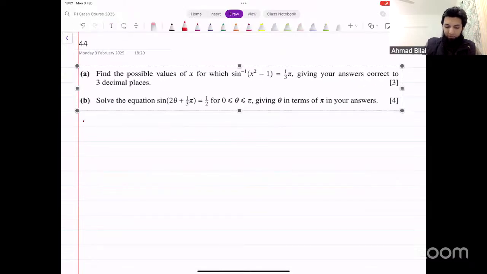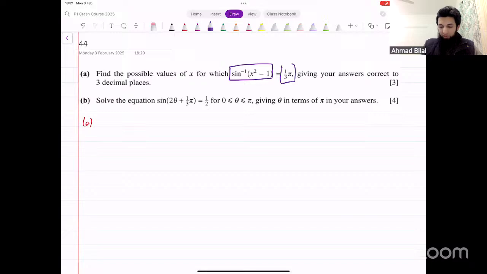Okay, I'll give you a hint about the first part. It says find the possible values of x for which sine inverse of x squared minus 1 is equal to pi over 3, giving your answers correct to 3 decimal places. Now it says sine inverse of x squared minus 1 is pi over 3. How do we start first of all? We take sine inverse to the other side, right? Because sine inverse of x squared minus 1, that is not something that we can evaluate, right? We have an x here, so we can't really evaluate it. We have to take sine inverse to the other side.